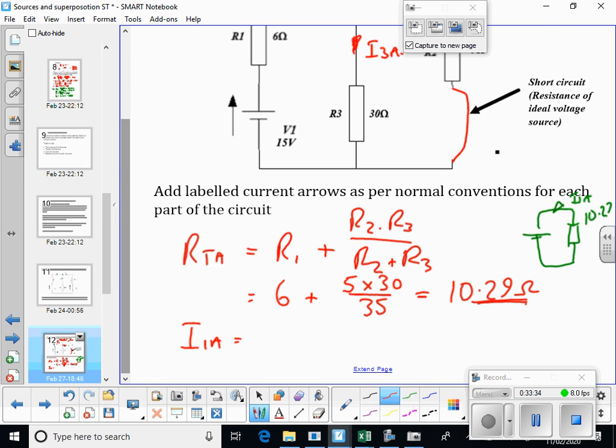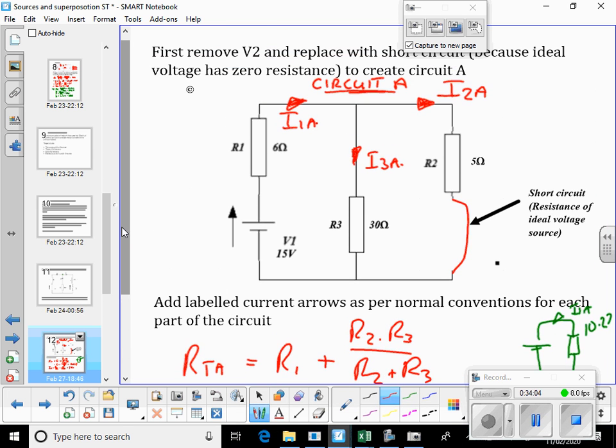How do we do that? I is V over R. So V1 divided by RTA is equal to 15 over 10.29 equals 1.46 amps. And we'll put that, because that's one of the things we're really interested in, 1.46 amps on the diagram.